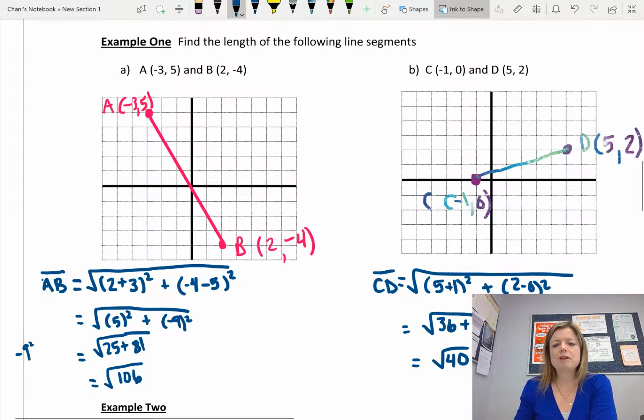Now, in the back of the book, you might get something that looks like this instead. 2 root 10 and the square root of 40 are the same number. They're just written in different ways. Just like 3 over 6 and 1/2 are the same number, just written in different ways. So if you get answers in the back of the book that look like this, and you got this answer, don't assume that you're wrong necessarily. Take your calculator and turn this square root 40 into a decimal number. And then take the 2 root 10 and turn it into the decimal number. As long as these two decimals are the same, you know you got the right answer.